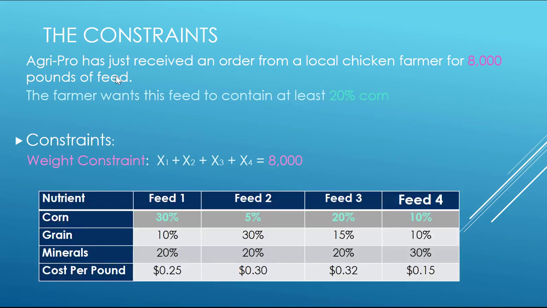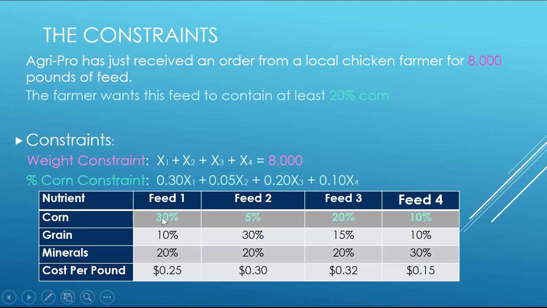So let's look at our corn percentages within the feeds. If we have 30% corn in feed 1, then the amount of corn within our blend is going to be 30% times x1, the number of pounds of feed 1 that we include, and so on. Again, take your percentage of corn in each feed times the number of pounds of that feed included in your blend, and that gives you your total amount of corn.